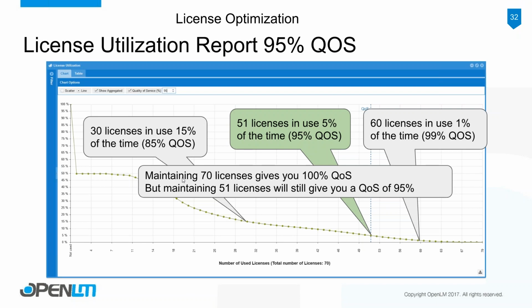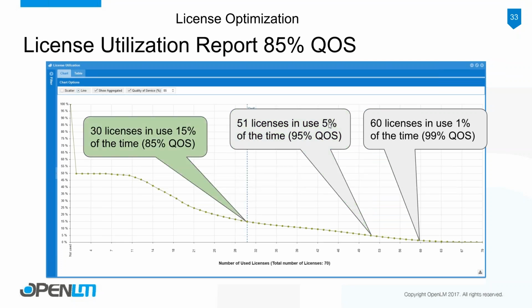So this is the license utilization report, which is based on your historical usage statistics. It maps different numbers of licenses against the percentage of time that number has been in use. So for example, in this case, 60 out of 70 licenses in the pool are in use a mere 1% of the time, and 51 are in use a mere 5% of the time.